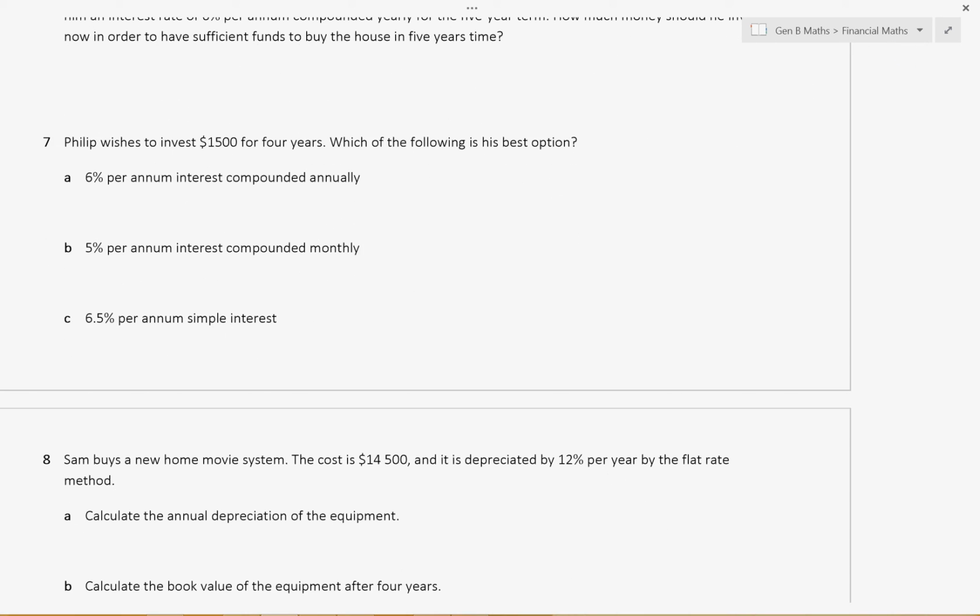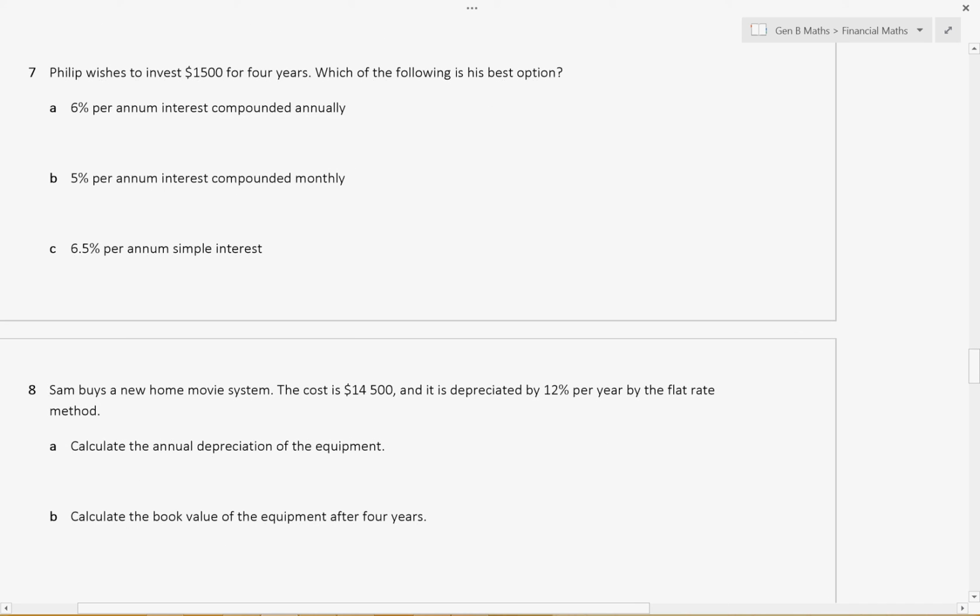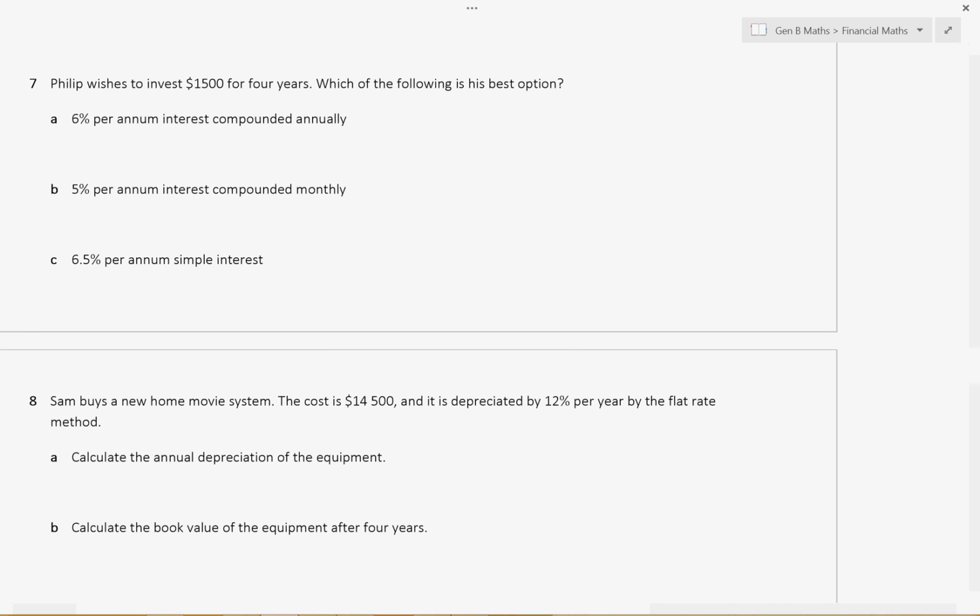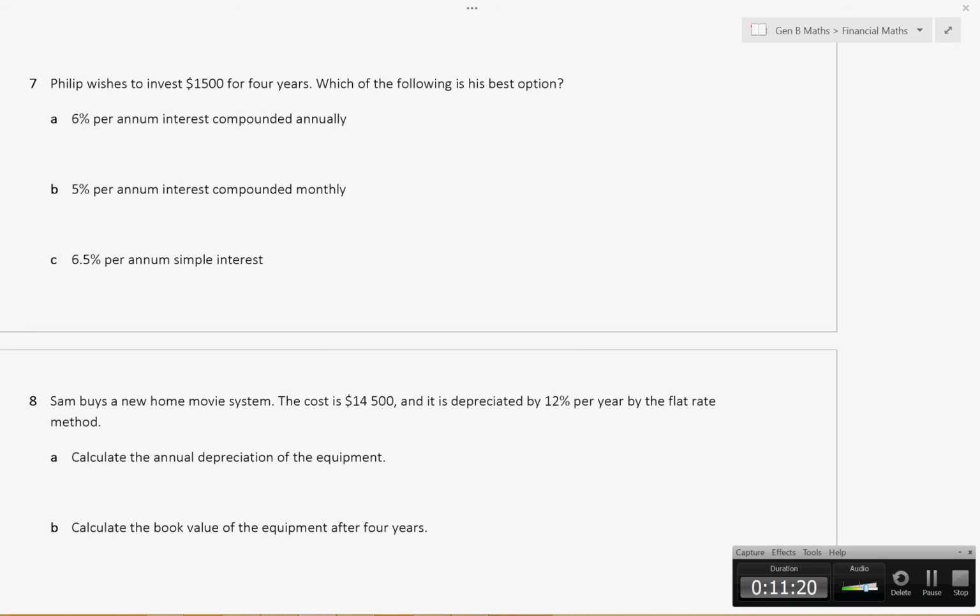7. Phil wishes to invest $1,500 for 4 years. Which of the following is his best option? Can you go through C, sir? Because I got the first 2 right. Yep. I'm just going to pause this now.